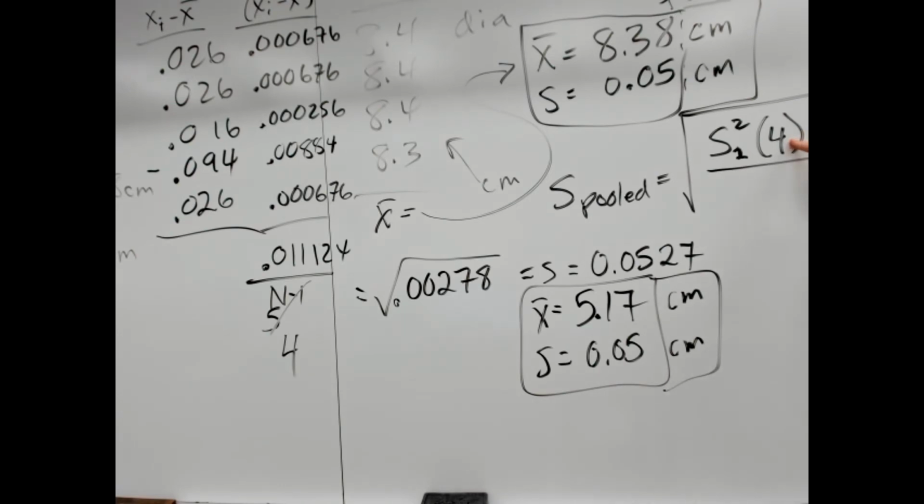And this was 5 minus 1, or 4. So that was N2. And this is N4 minus 1, or 3. So that was 4 minus 1. See how it's the weighted average of those? You have the sum of all the degrees of freedom here, and then the individual degrees of freedom weighting each of the variances. And so that will give us the result.